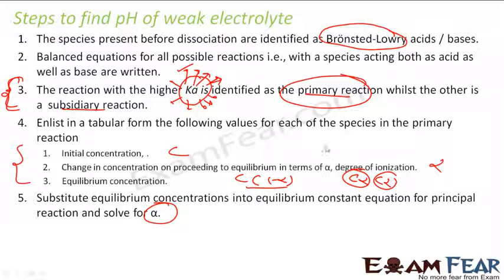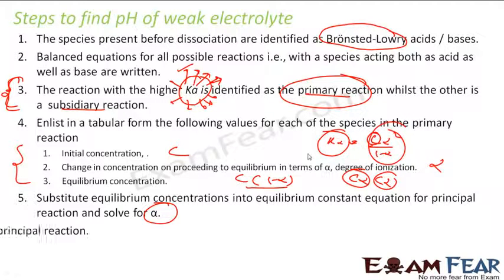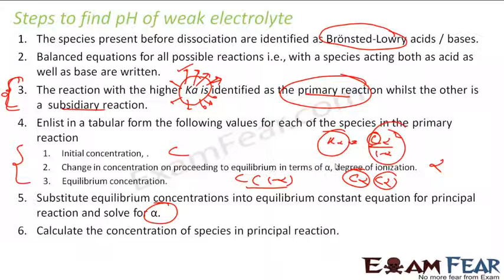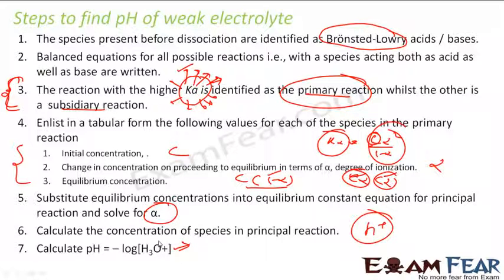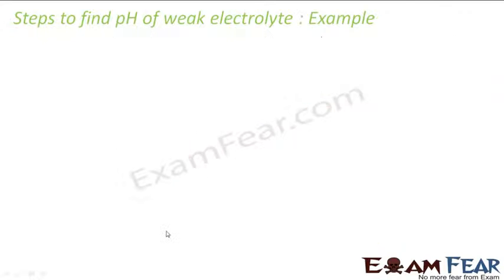So K will be something like this: K is C alpha square by 1 minus alpha. We'll put the value of K and the value of C, and solve for alpha. Once we have alpha, we have the equilibrium concentration for all the species, including the equilibrium concentration of H plus. So just take the minus log of H plus to get the pH. We'll take one example for this.